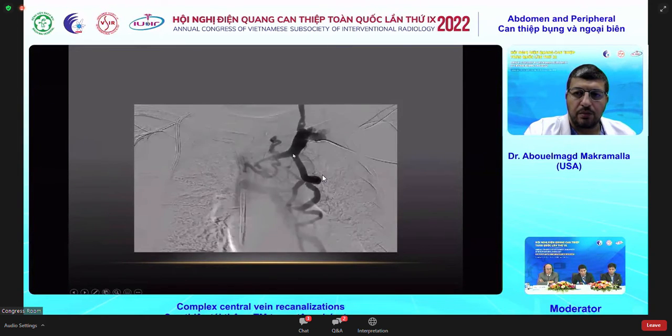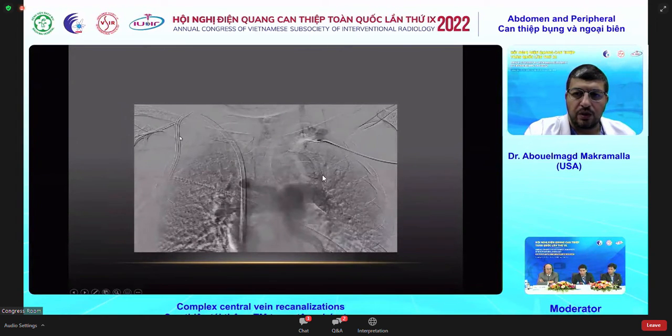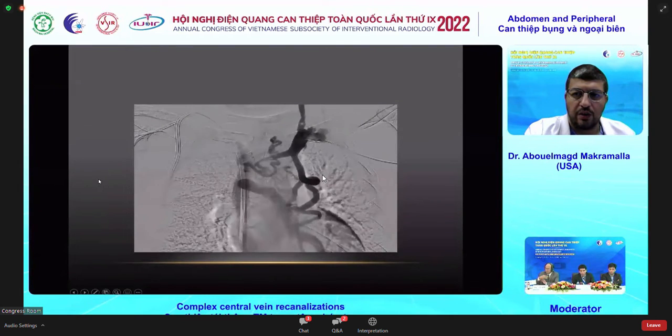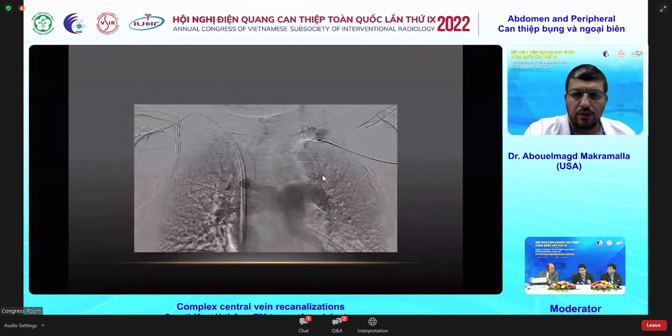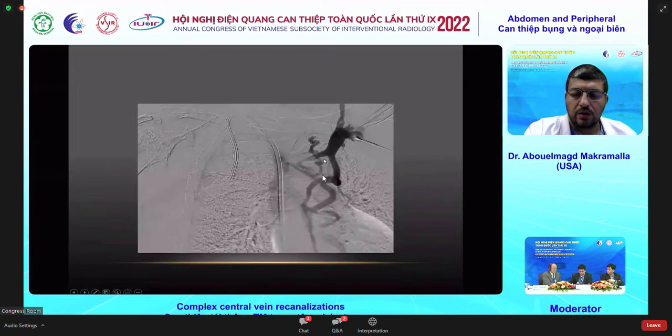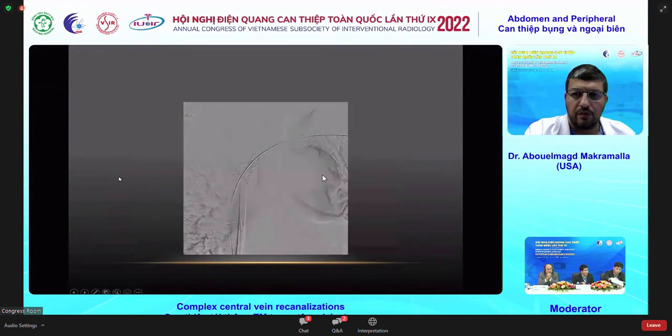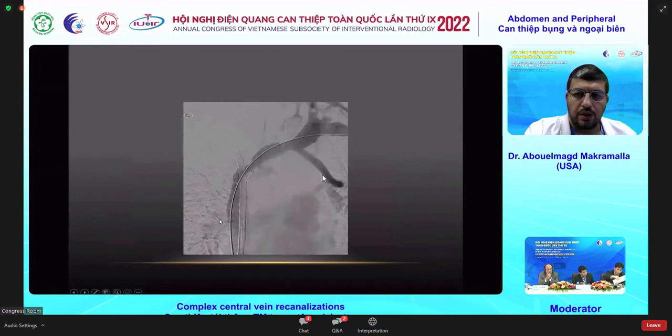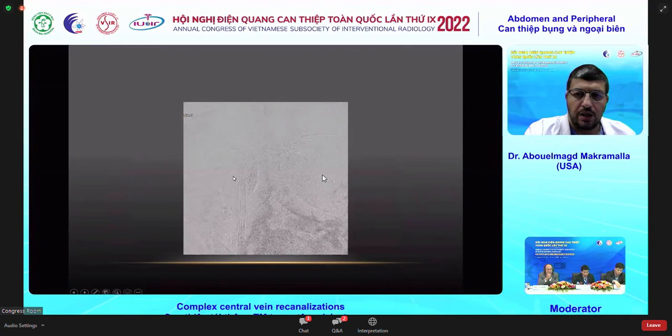So we brought the patient for a venogram, and as you can see, the patient had the right dialysis catheter because of the swelling. We couldn't use the graft. And this is a view where you can see only collaterals, but no presence of the brachiocephalic vein. So we're able to recanalize the vein and place a non-covered stent.